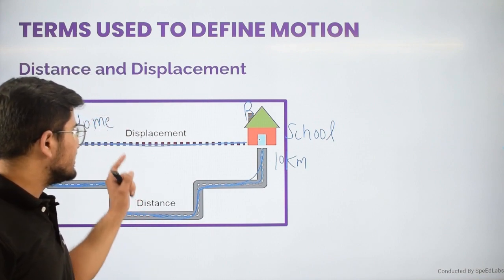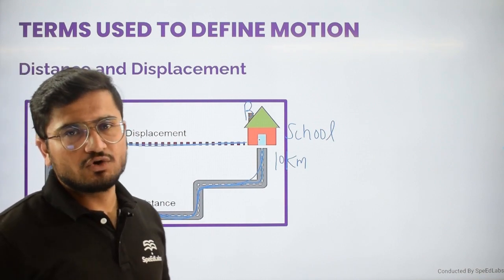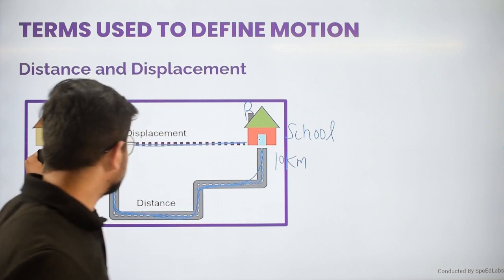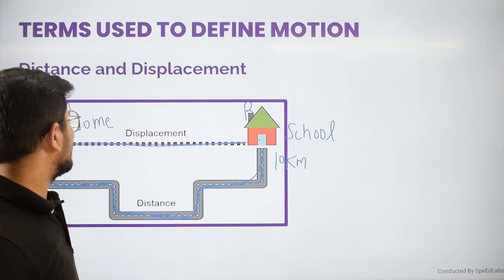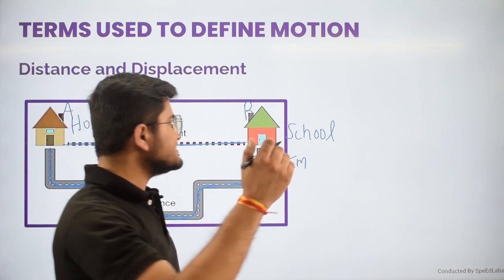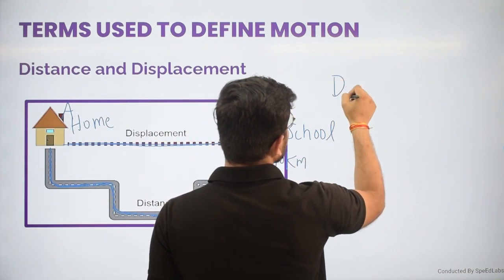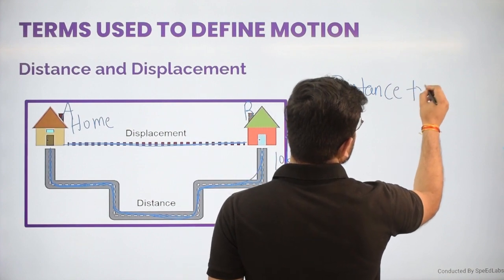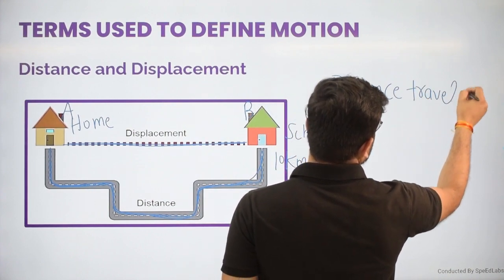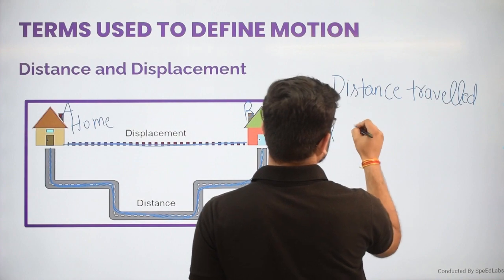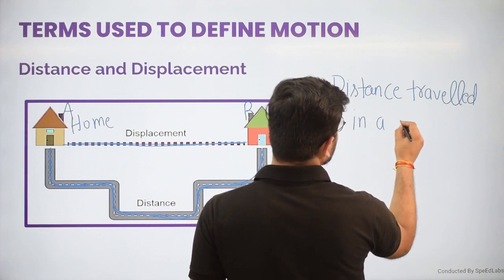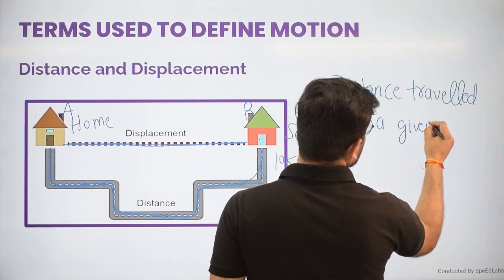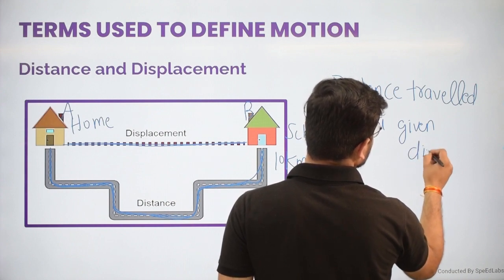One more thing, displacement is a vector quantity because there is direction associated with it. What is displacement? Distance traveled in a given direction.